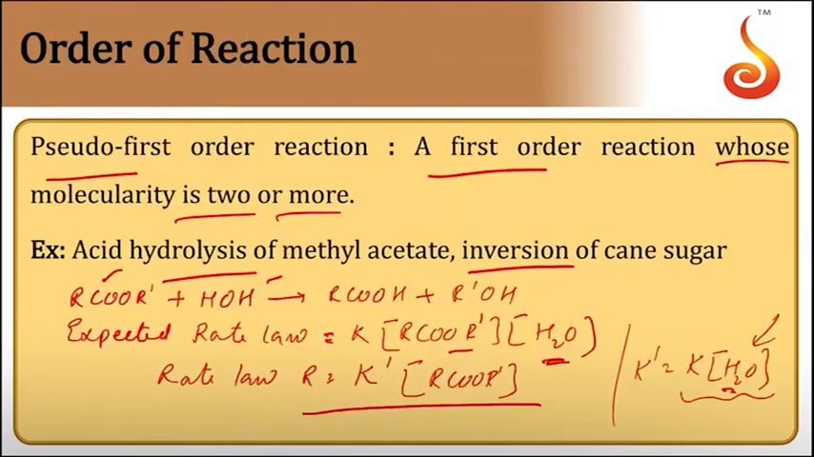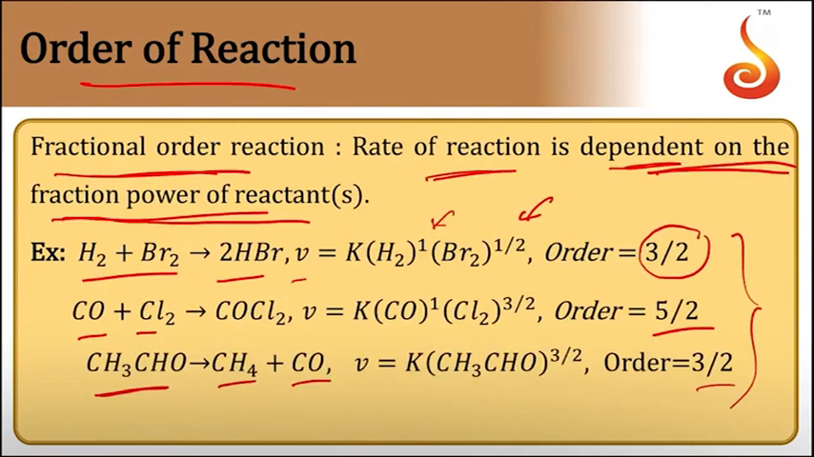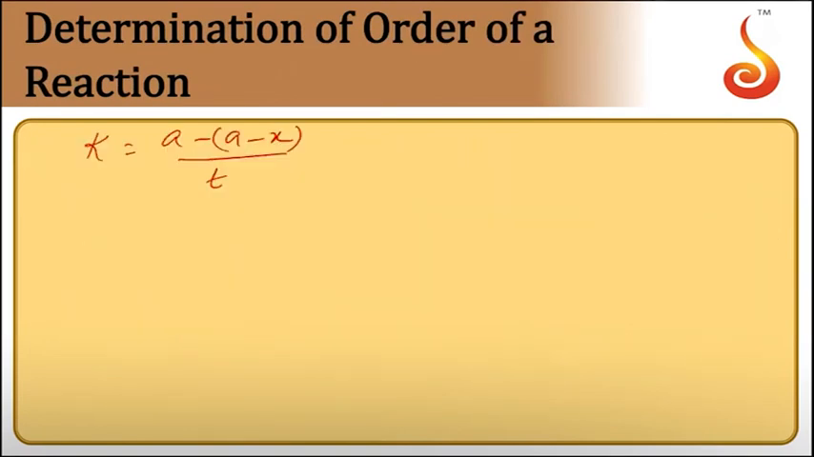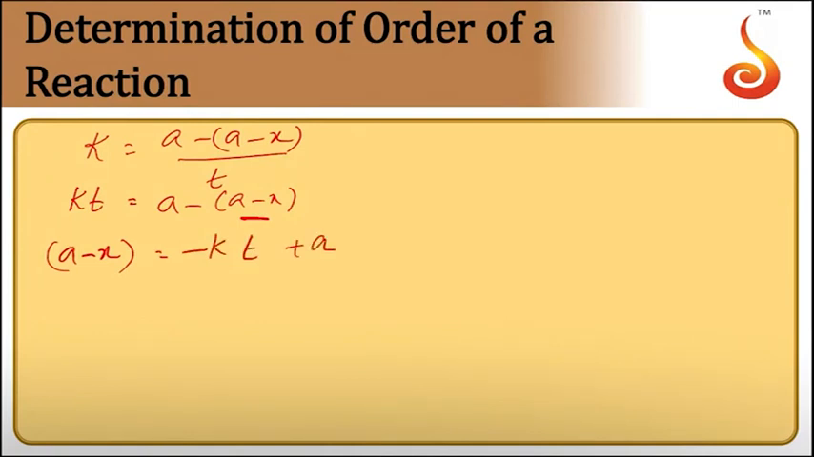For example, if you take a zero order reaction, rate constant K is given as A minus x by t. Zero order now. Let us bring this into the y is equal to mx plus c form. So that is to say Kt is equal to A minus x here. Bring this to other side now. So A minus x is equal to minus Kt plus A we have.